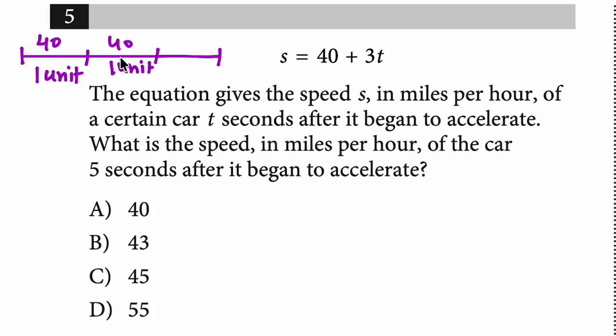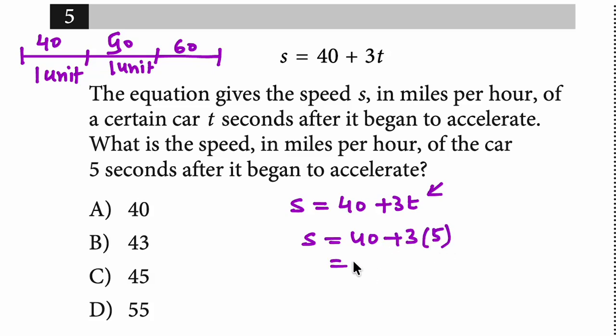But if the speed changes continuously at a rate, like for the first unit it is 40, then 50, and then 60, here I will say that the car is accelerating, right? So now, this is the speed: 40 plus 3 times t. This t is the input, time, and that will affect the speed, which is the output. What is the speed in miles per hour of the car 5 seconds after it began to accelerate? So simply you have to put 5. So 40 plus 15 is equal to 55 miles per hour.